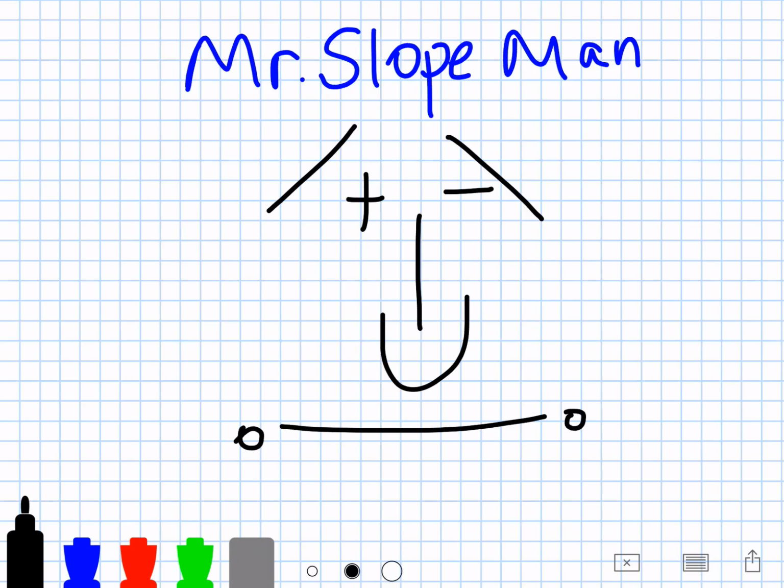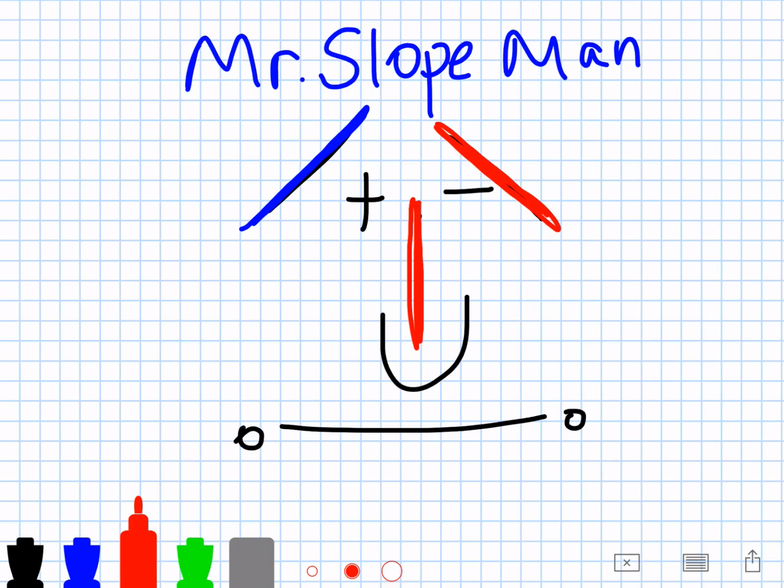Okay, so what Mr. Slope Man is basically saying is that if you have a positive slope, your graph is going to take this shape right here. If you have a negative slope, your graph is going to look something like this red line. If your slope is undefined, you're going to have a vertical line along the y-axis. And if your slope is equal to 0, you're going to have a horizontal line along the x-axis.